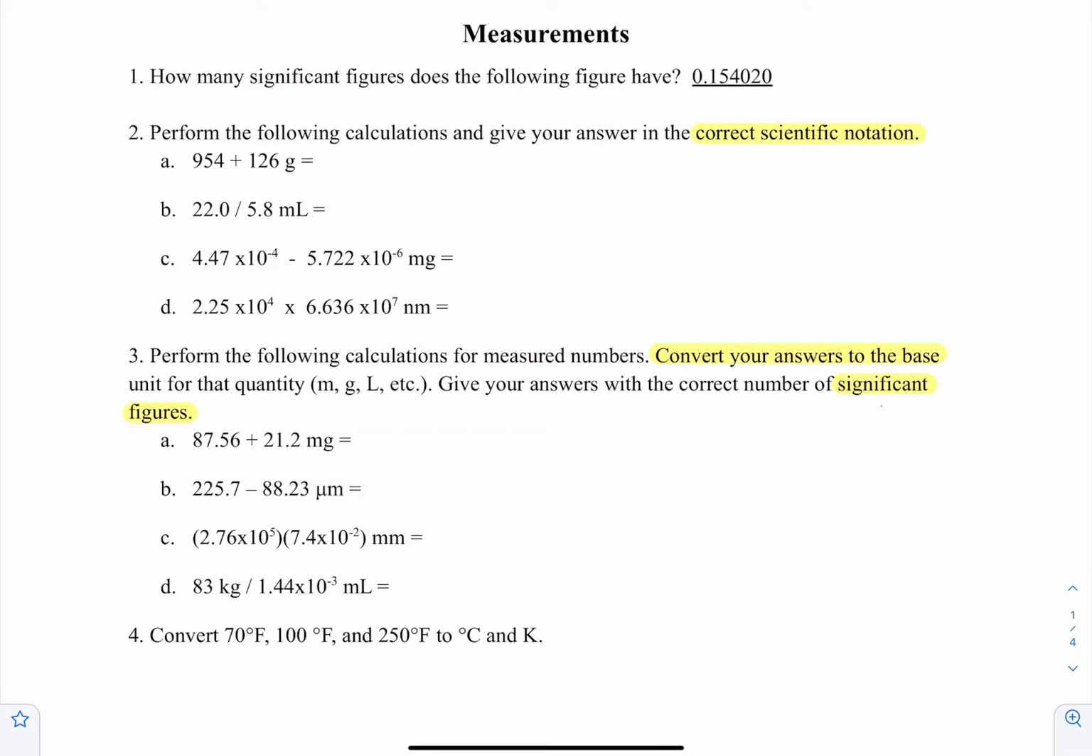Number 1, how many significant figures does the following figure have? Every number that's not 0 will always be significant, so I'll just put an X above all the ones that I know for sure are going to be significant. Now there are certain rules for zeros and whether they're significant or not.